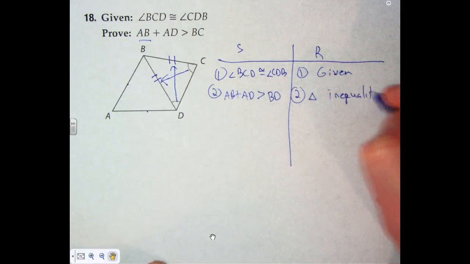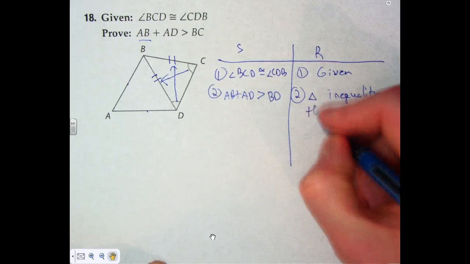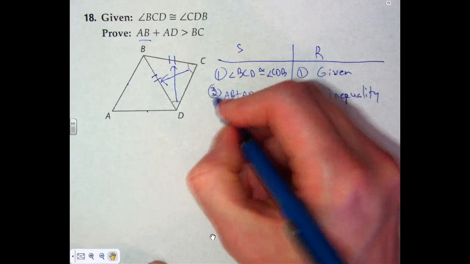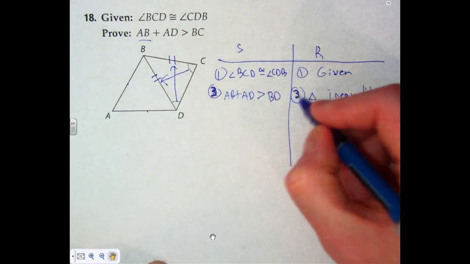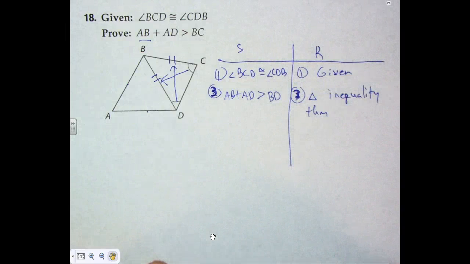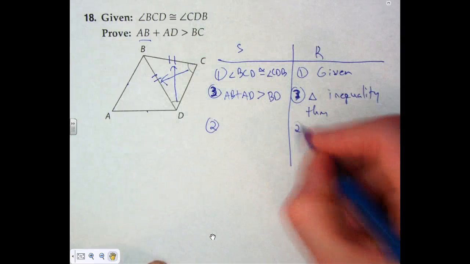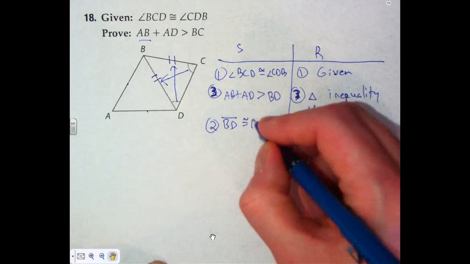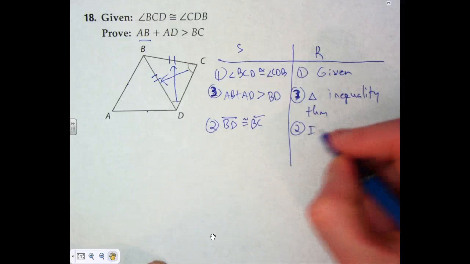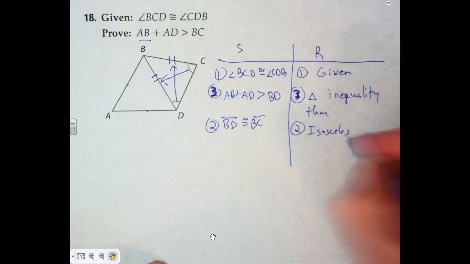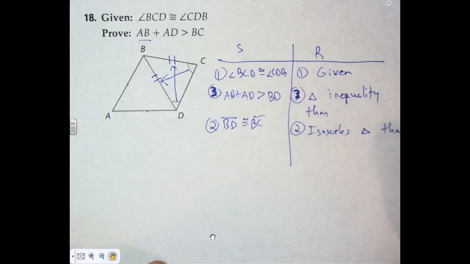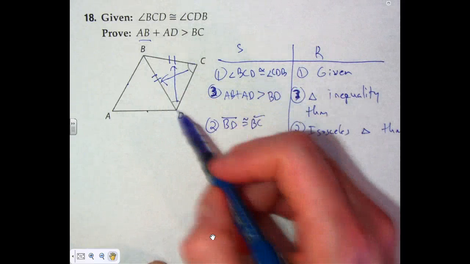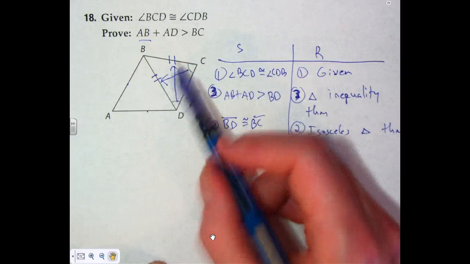Now I went out of order here, and I apologize, and it's too late to fix this. So really this step 2 should actually be step 3. My step 2 really should have been, so I'll just put a little 3 here. Step 3, sorry about that. Step 2 really should have been that BD is congruent to BC by the isosceles triangle theorem, because I have base angles of this bigger isosceles triangle BDC. So those two sides are congruent.